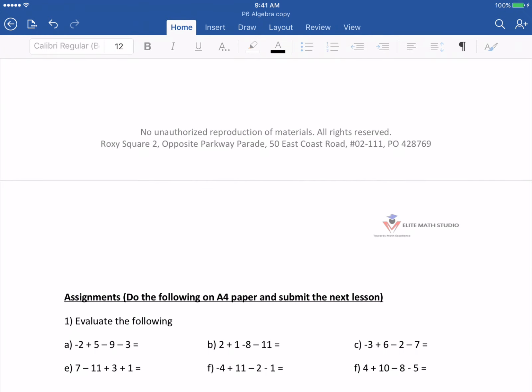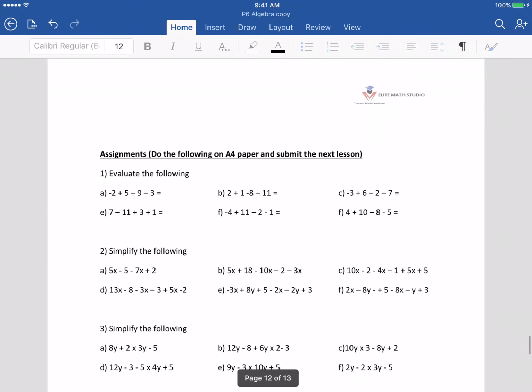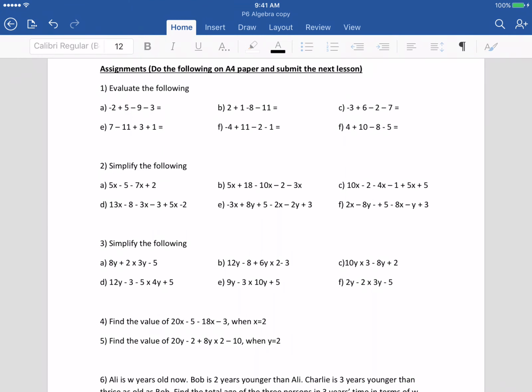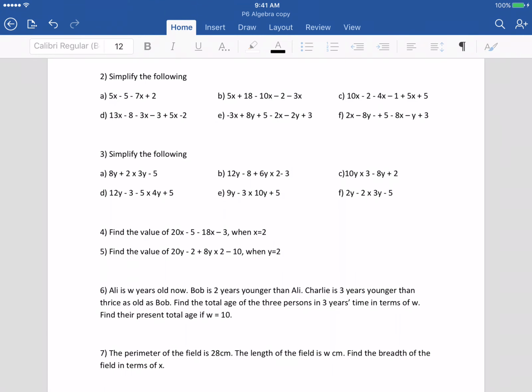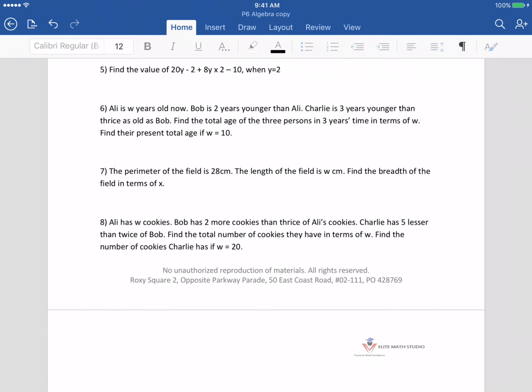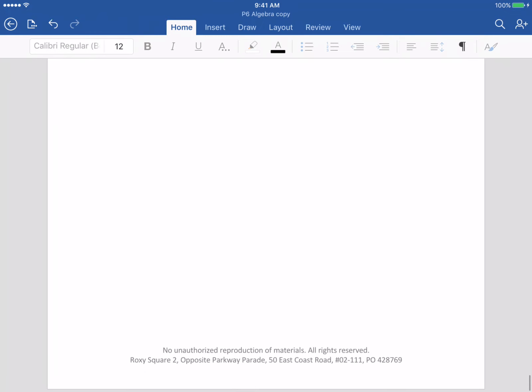Okay? With this, we come to the end of the lesson. I've created some assignment questions for you. Please go and try them. All these questions are similar to what we have done. Once you're done with all the trial questions, please attempt all these questions yourself to have a better understanding of this chapter.